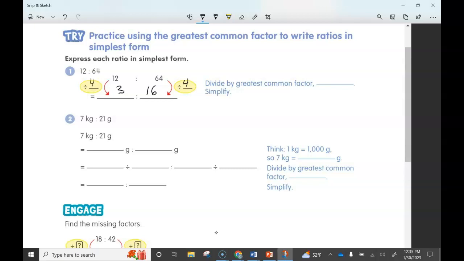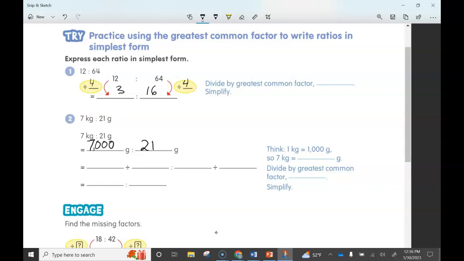Now let's take a look at 7 kilograms to 21 grams. First of all, we need to convert this ratio because we have kilograms and grams. All right, so the 7 kilograms is going to be 7,000 grams. And the 21 grams will just stay as 21 grams. So the ratio is 7,000 to 21. Now what we need to do is find the greatest common factor of 7,000 and 21. All right, so we don't need to go through 7,000 necessarily, but we need to understand that 21 has a factor of 7. We know 7 can go into 7,000.